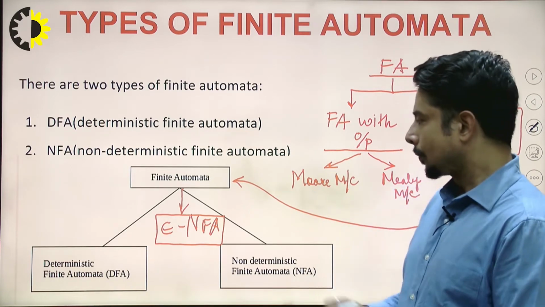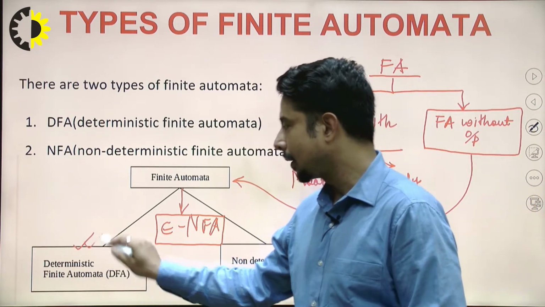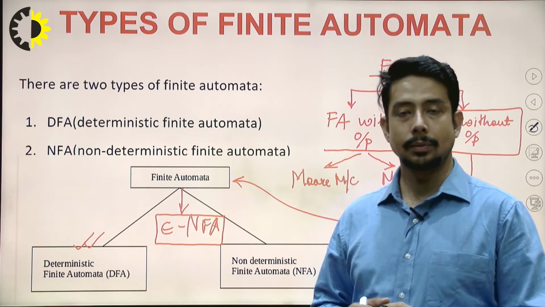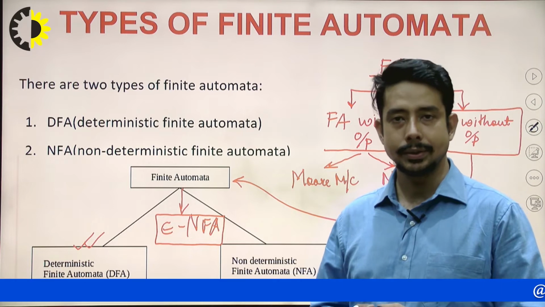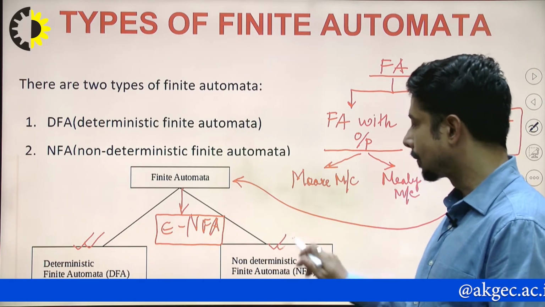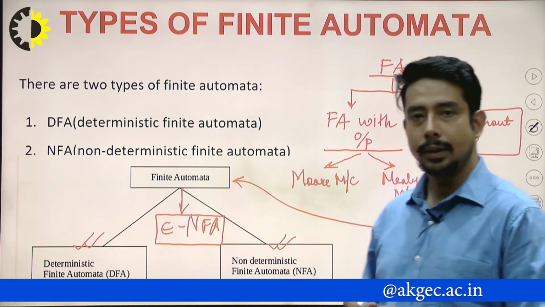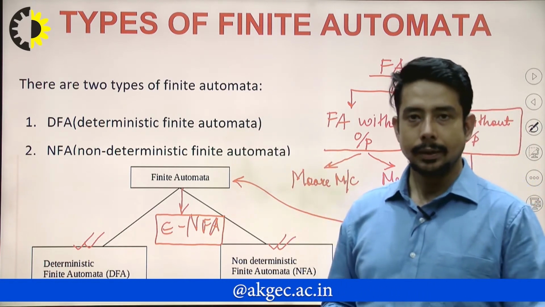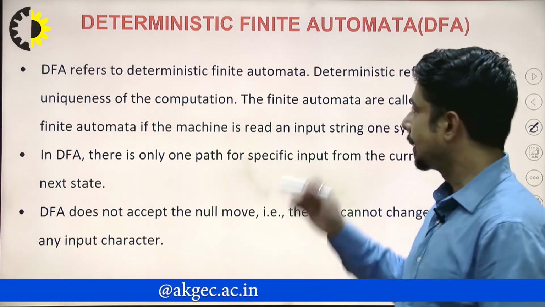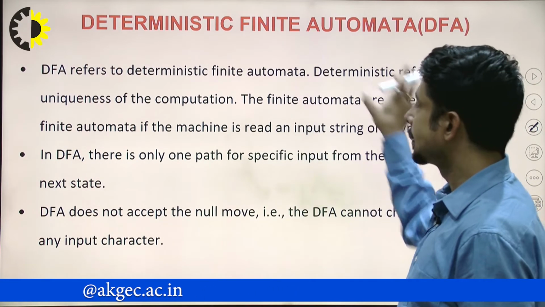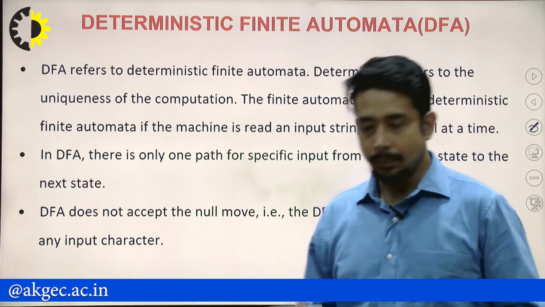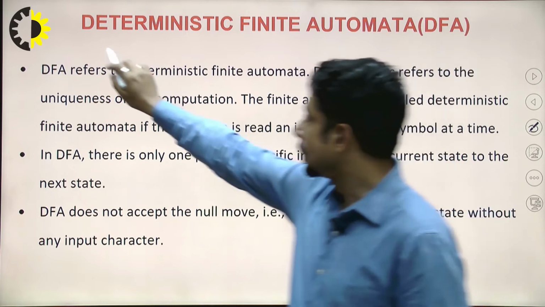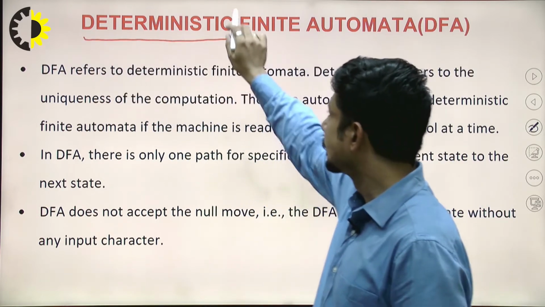First we will try to learn deterministic finite automata. We will try to construct some machines based on certain languages, and then we will look into the non-deterministic finite automata concept. Clear? So this is the general hierarchy or types of finite automata. Let's go into the next slide. The next slide is about deterministic finite automata. Let me give you a clear-cut idea about the meaning of deterministic, because the difference lies over here.